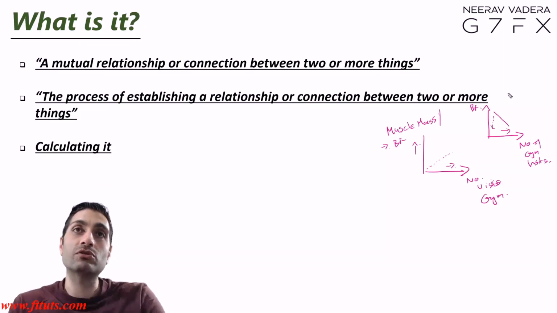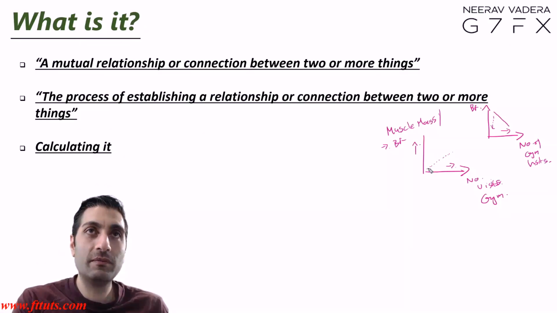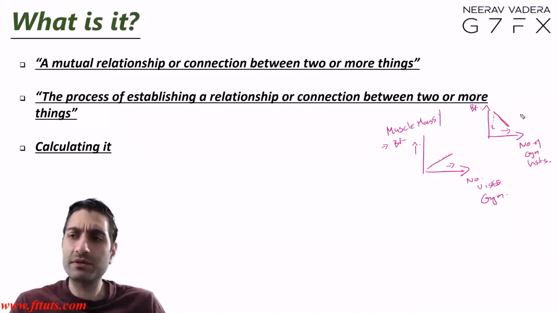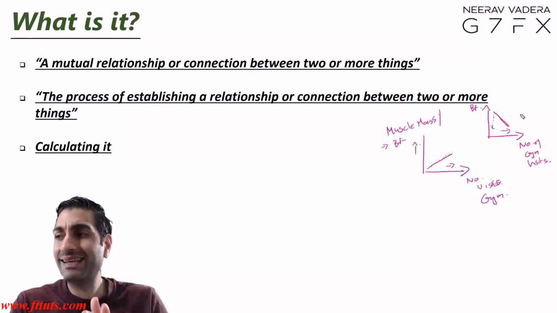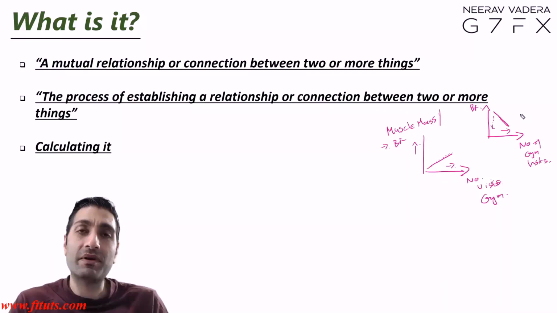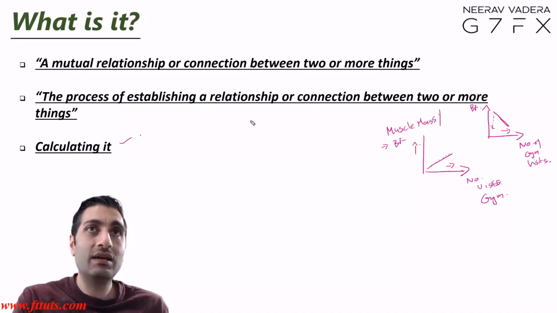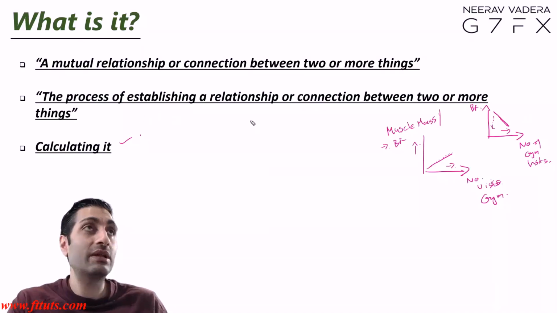So the more you go to the gym, the more muscle mass, that would be a positive correlation, and body fat is a great example of a negative correlation. And don't worry if you don't quite get it, nothing to worry about. We're going to go through all of this. We're actually going to now start to calculate it. We're going to have a look at some real life relationships.